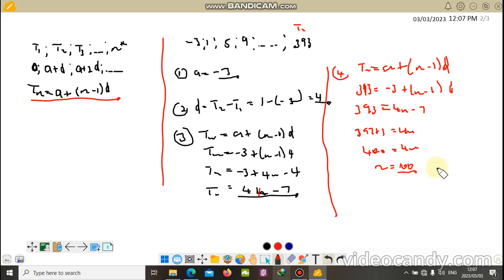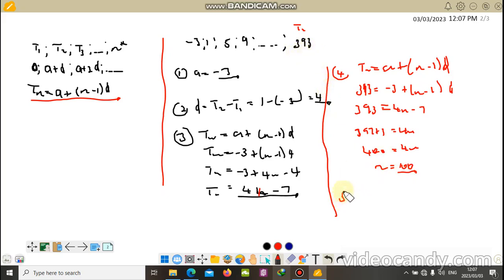And you check it like this. Just substitute n in the formula here. 100 times 4 is 400, minus 7 is 393. So yes, it is correct. So this is the n value term: 393 is the value of term number 100. Term number 100, the value is 393.